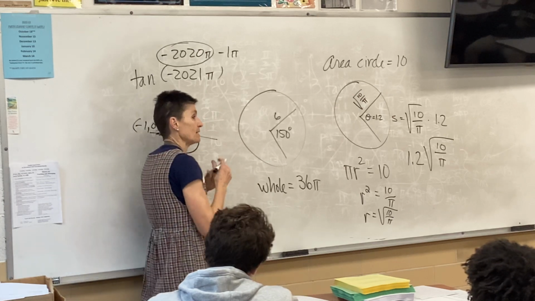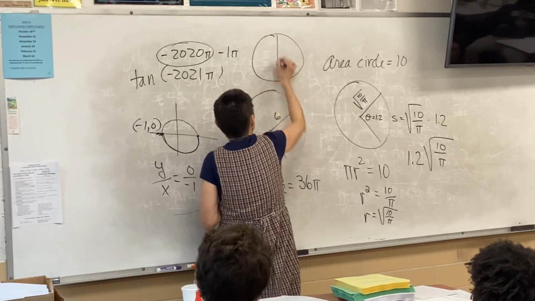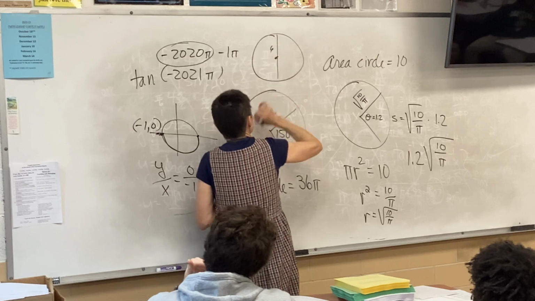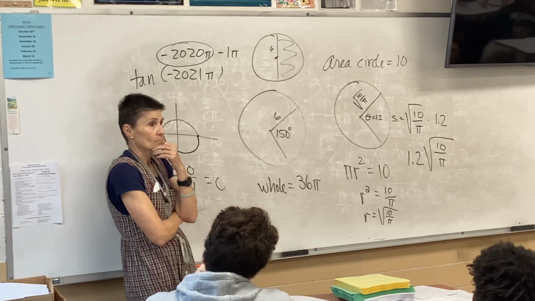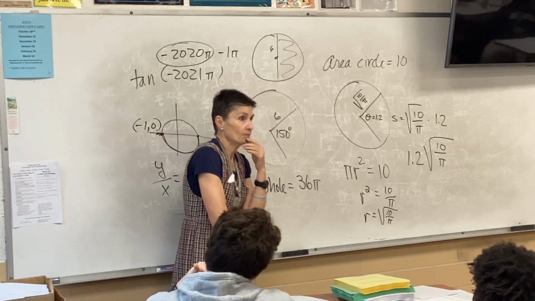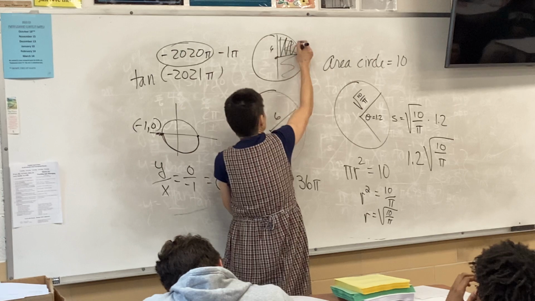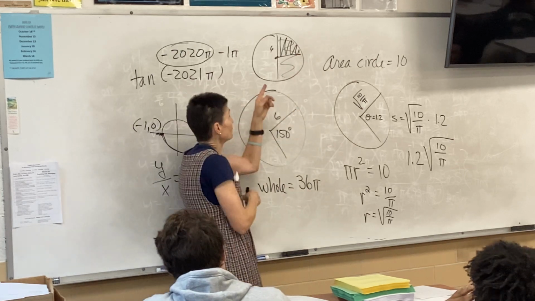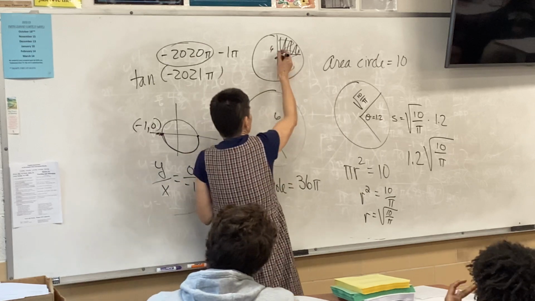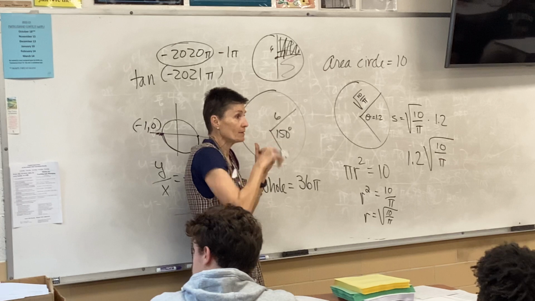So guys, I want you to think about something for a minute. What if I took this circle with a radius of 6 and said find the area of that half? Just divide it by 2. It'd be half, right? Well, what if I said find the area of this? It'd be a fourth. And the reason it would be a fourth is because 90 is a fourth of 360.